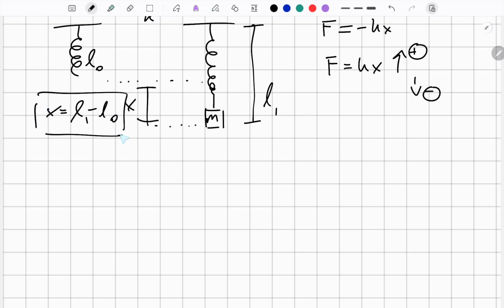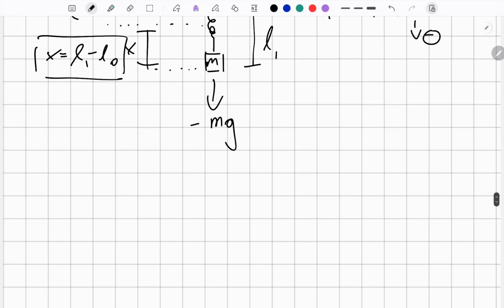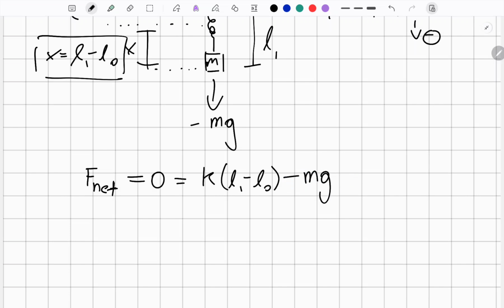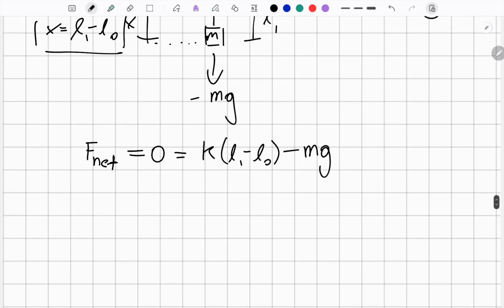So we know that. Now we know that our force of gravity is acting here, and this is mg. Because we're making downwards negative, we're going to put a negative in front. From this, we know that our net force must be 0 because it is at equilibrium. So F net equals 0 equals our kx, so k times L1 minus L naught, minus mg. That is equal to 0.